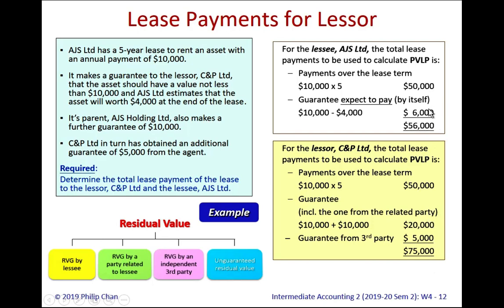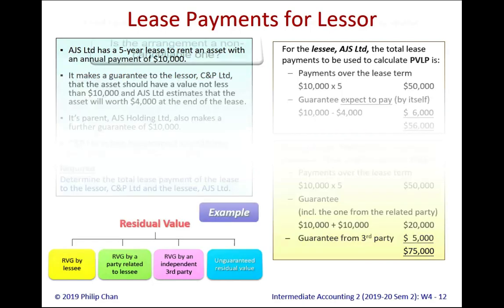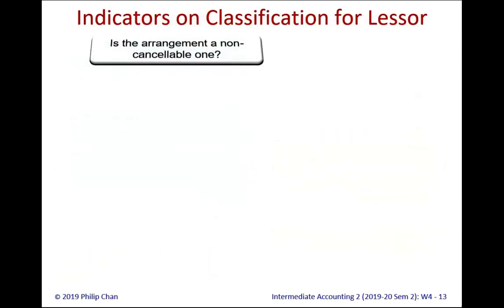Okay, and obviously it is quite true that the lessor has more information, or if you like, potential cash inflow from various parties under this contract. However, the lessee would only have to bear his own lease payments and RVG. So that is why the values are different. Okay, as I promised, I'm going to show you how to use the indicators to classify the lease.